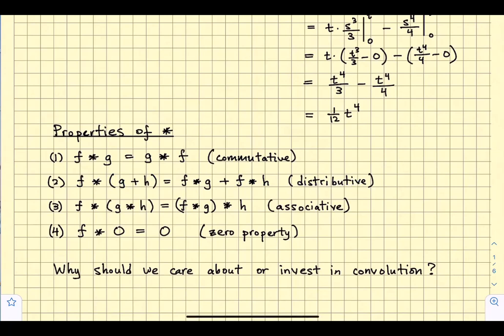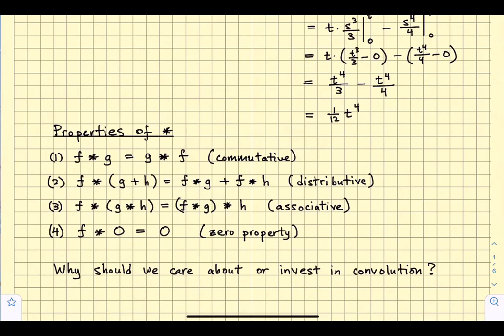It's also associative. f convolved with g convolved with h is the same as f convolved with g, and then that convolved with h. So how you write the parentheses to group things doesn't matter across this multiplication. And last, if you convolve f with a zero function, you will get the zero function. So this convolution product enjoys the familiar zero product property that we're used to with scalar multiplication.